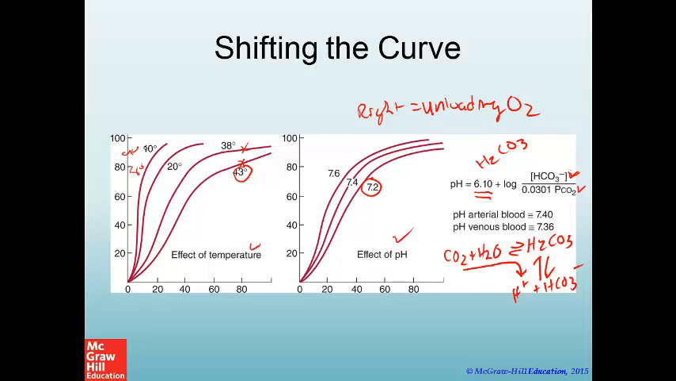Metabolically inactive tissues then are going to have a lower temperature, causing a shift to the left, and a higher pH. That's going to favor loading oxygen, or hemoglobin keeping oxygen bound to it, because that tissue is not highly metabolically active, it doesn't need as much oxygen. So the shifting in this binding curve determines whether you're going to be loading oxygen or unloading oxygen.